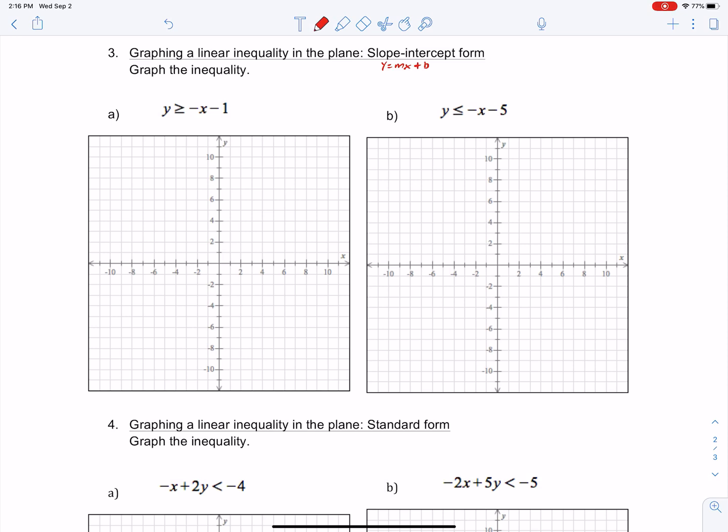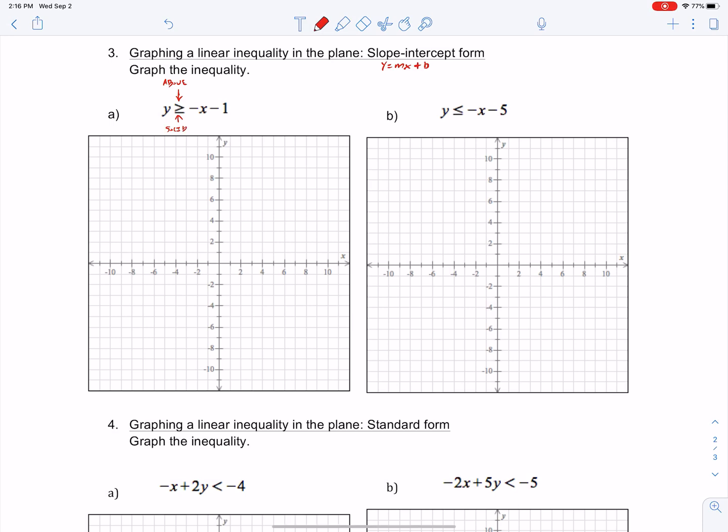Now, with an inequality, we're taking our notes that we had before and trying to figure out, when I draw this line, am I going to be shading above or below the line? Is the line going to be solid? Is it going to be dotted, etc.? So this one is greater than. So greater than, I shade above the line. And since there's an equal to sign under it, it's going to be solid.